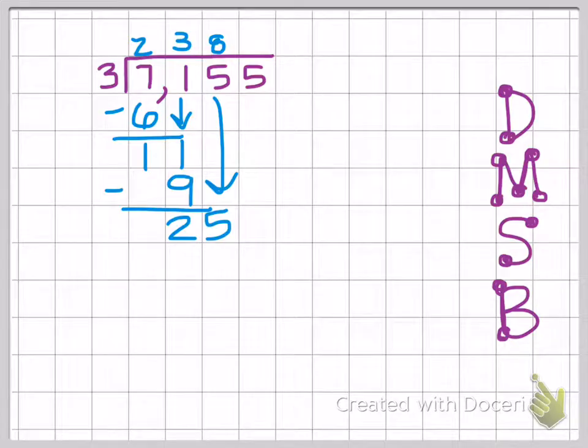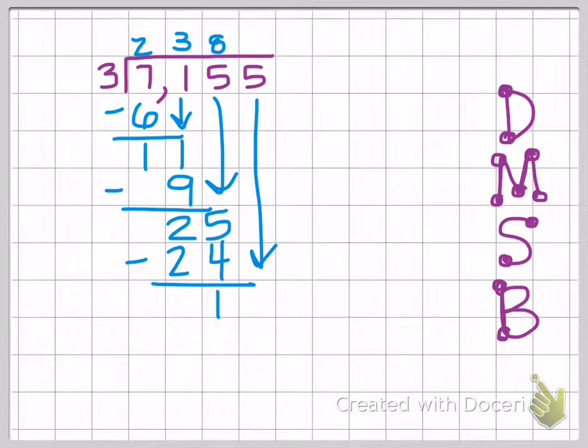And now I multiply. 8 times 3. 8 times 3 is 24. Now I subtract. 25 minus 24 is 1. And I bring down the next digit. So now I'm going to do 15 divided by 3, which I know is 5. Now I multiply 5 times 3, which is 15. Then I subtract. 15 minus 15 is 0. There are no more digits to bring down.